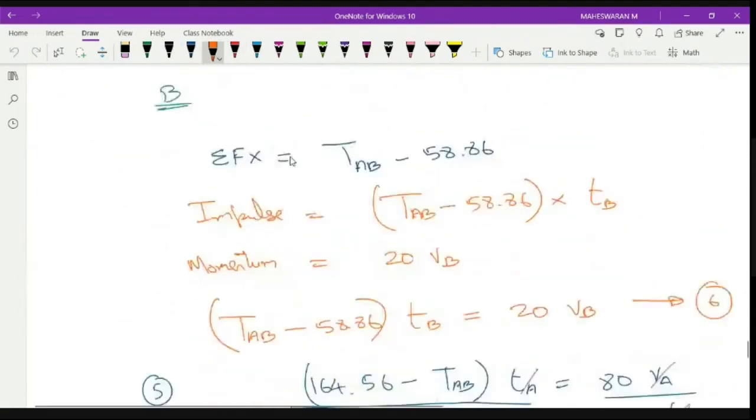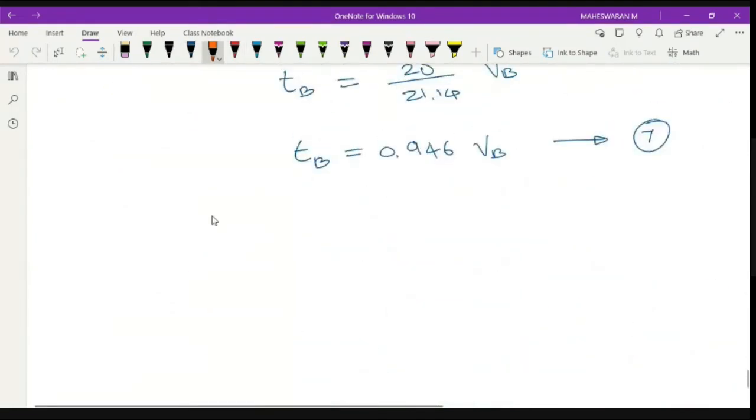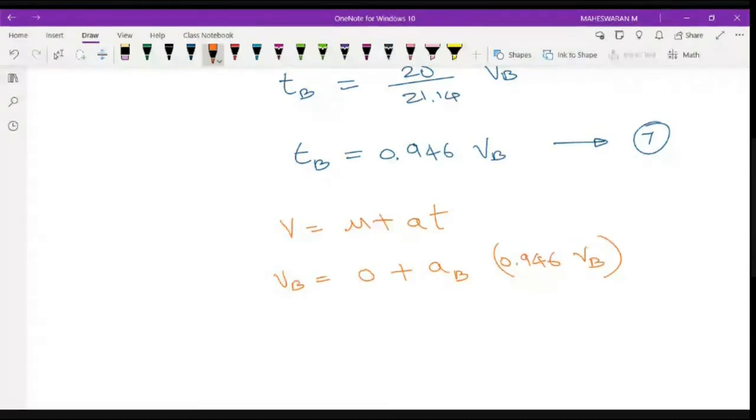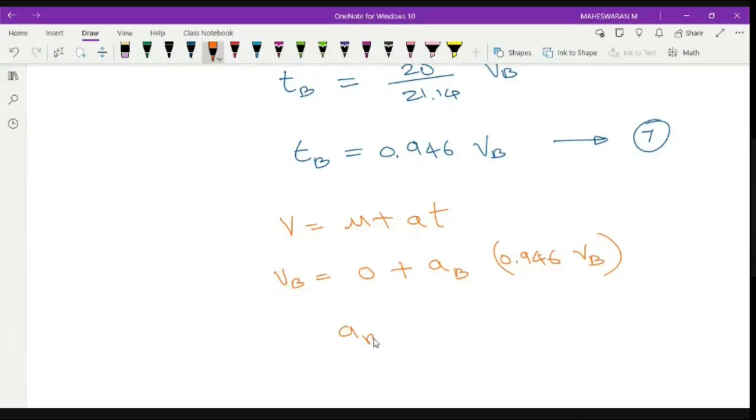So V is equal to U plus AT. Right? So V is equal to U plus AT. So VB is equal to U, which is 0, plus AB into T, which is 0.946 VB. Right? So easily equated. I think you will get the same answer, 1.057 meters per second square. Any doubt?